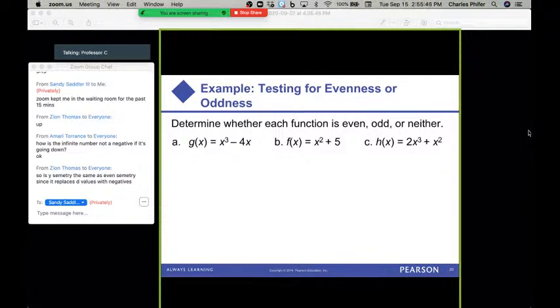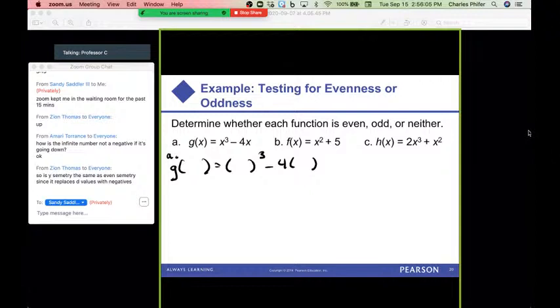Determine whether the functions are even, odd, or neither. So let's do a quick test. We're going to start with g of negative x. First, I'm going to replace each x with a blank set of parentheses. This is part A. I'm going to replace each x with a blank set of parentheses.